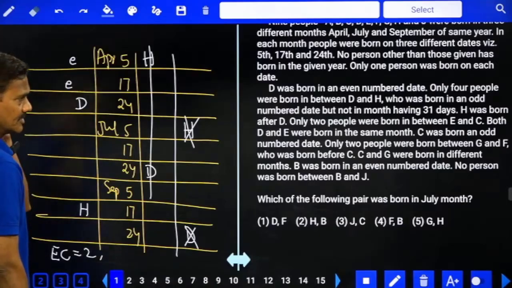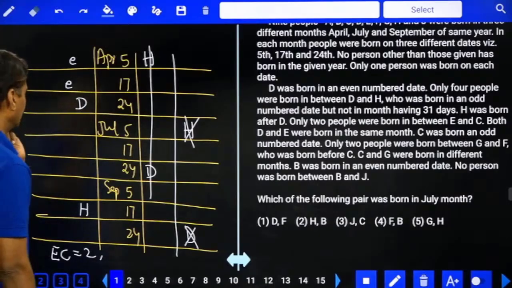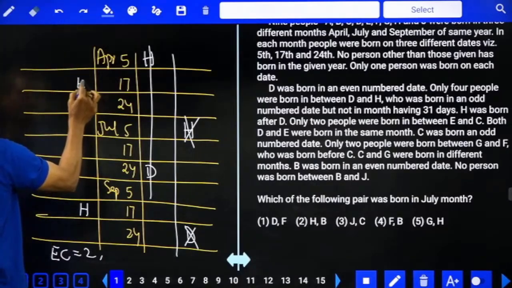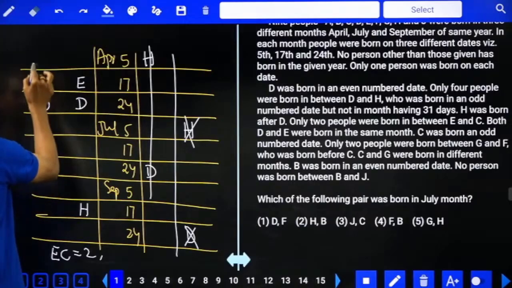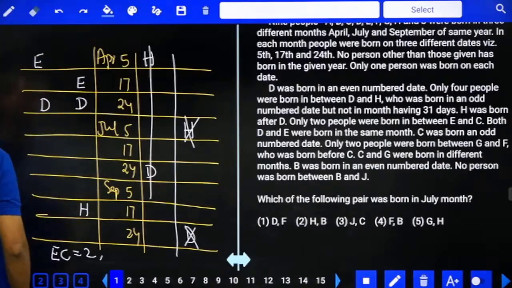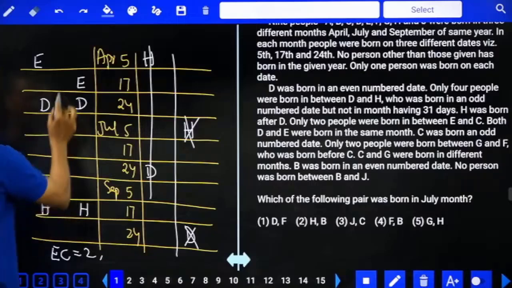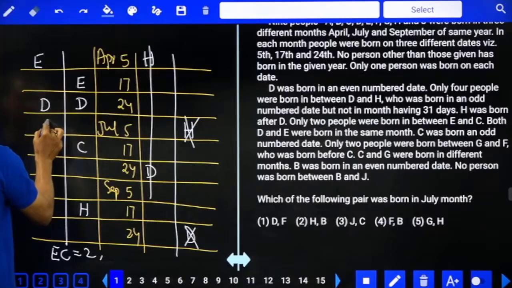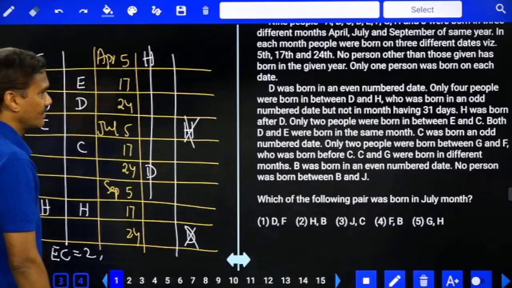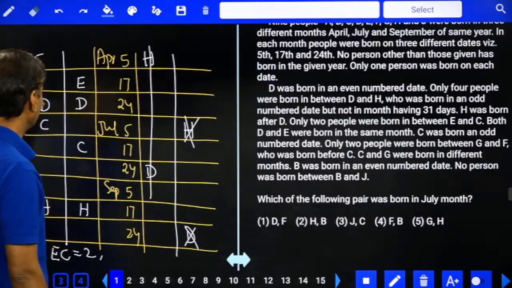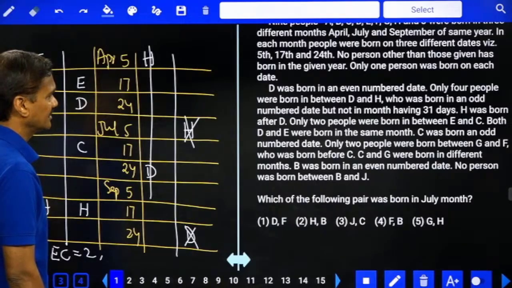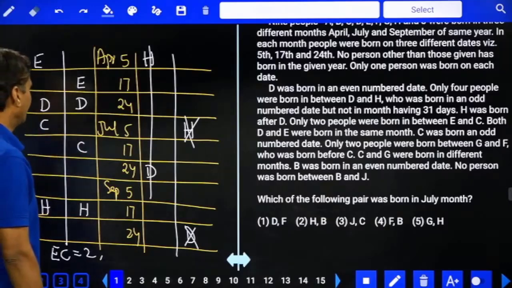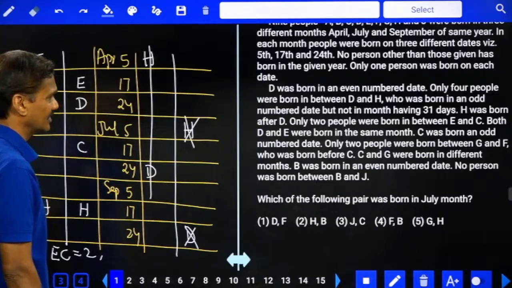The next one, only 2 people were born between E and C. Now D and E were born in the same month. If you take E here, that is first possibility. D is here, E is here, second possibility. Then in this one, H will be at this place. Now in this case, between E and C, there are 2 people. Here 1, 2, C, 2 people in between E and C. And both D and E were born in the same month, that is valid. And C was born in an odd number date. Here C odd number date, here also C, and 5th and 17th odd number date, that is valid.